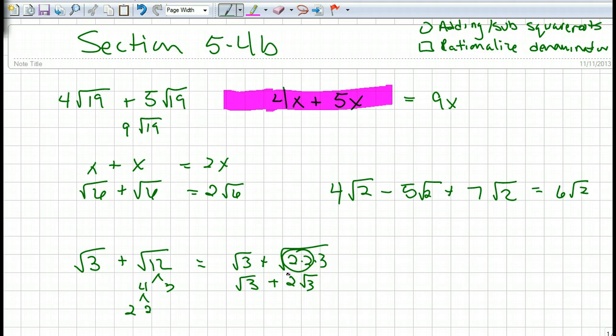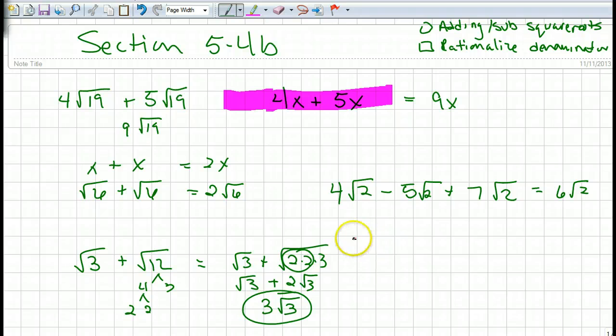Now in this case, after simplifying, I have a square root of 3 on both of them, so I can add them together. Okay? So now I have a 1 square root of 3 plus a 2 square root of 3. That makes it a 3 square root of 3. And that's my answer on that one.